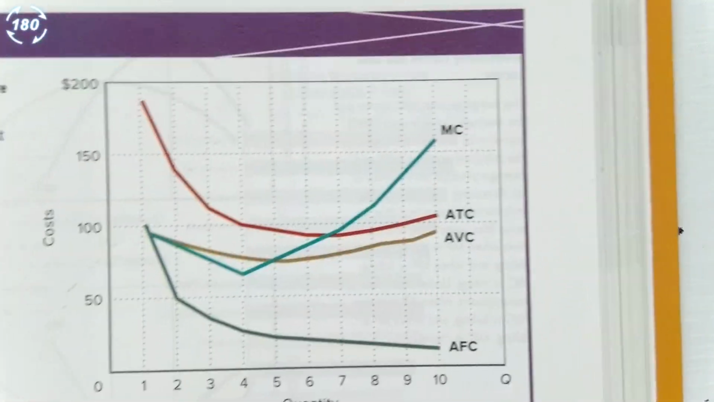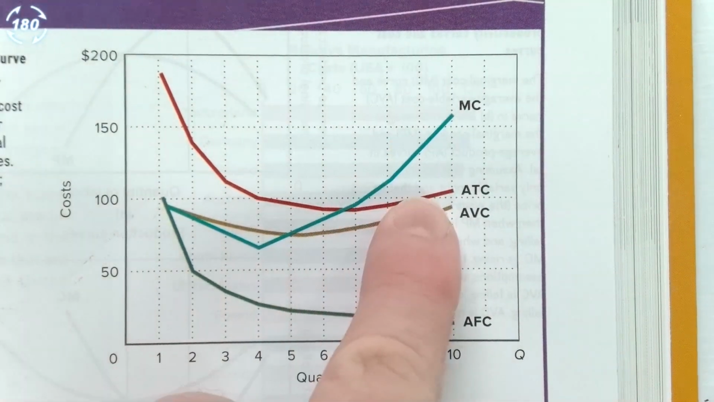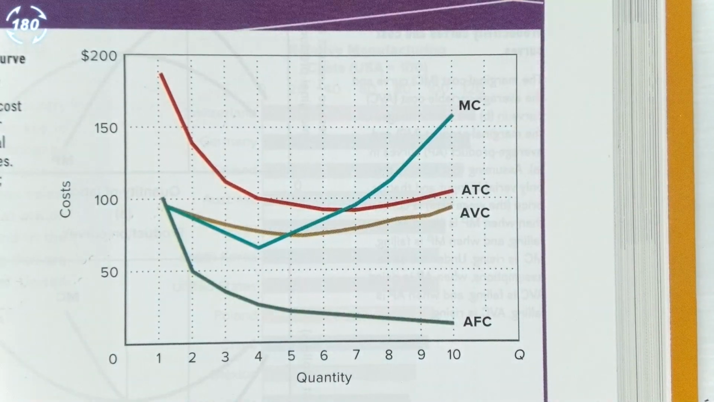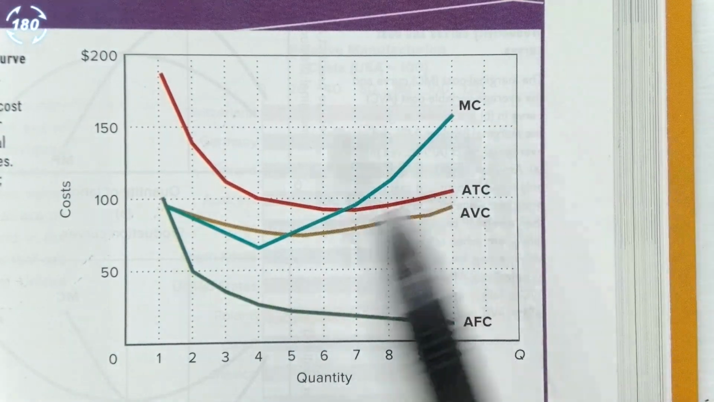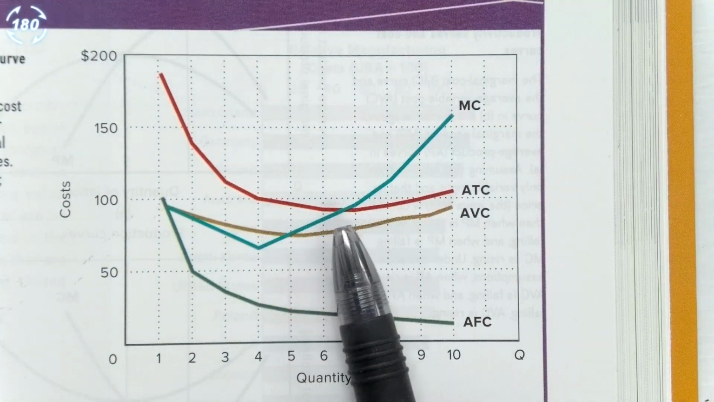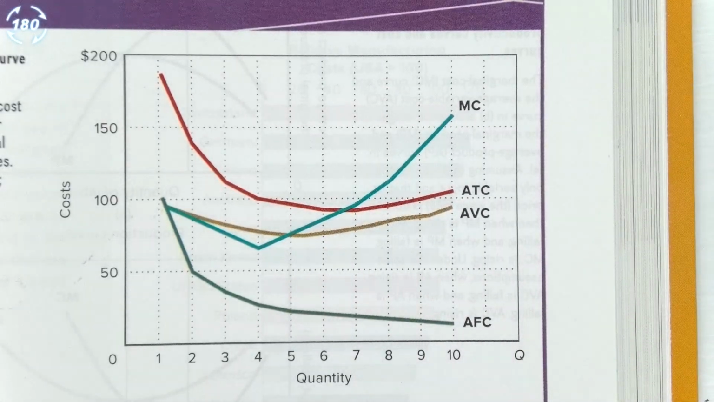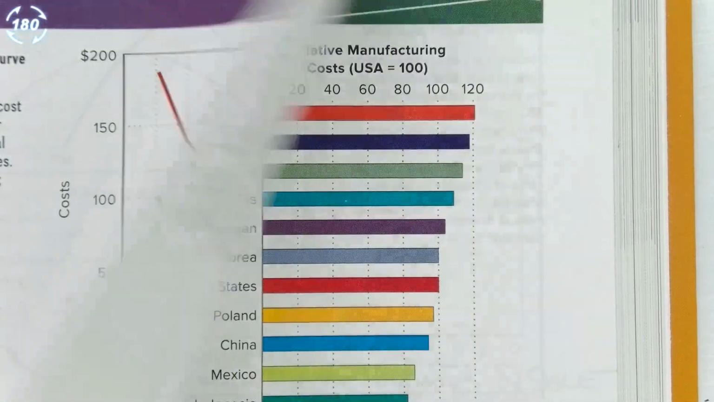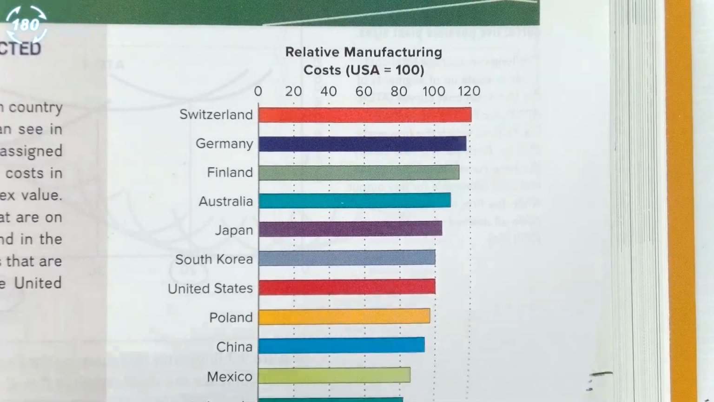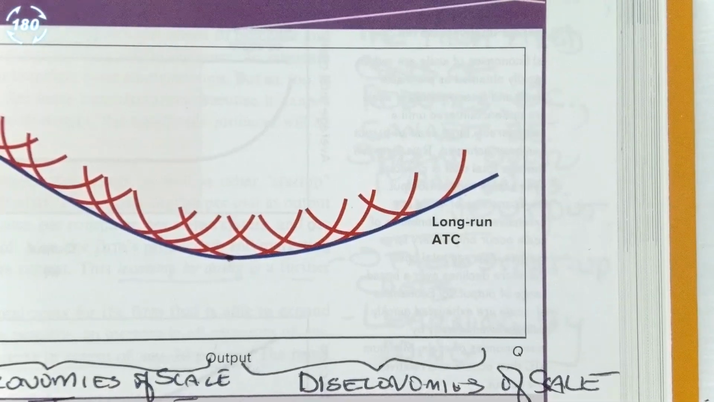Here it is. And whenever the marginal is above the average, it pulls the average up. Whenever the marginal is below the average, it pulls it down. So it goes through the minimum of each of these U-shaped curves. Okay. Hopefully that made sense. Hopefully I'm just reminding you of something that we've already talked about.